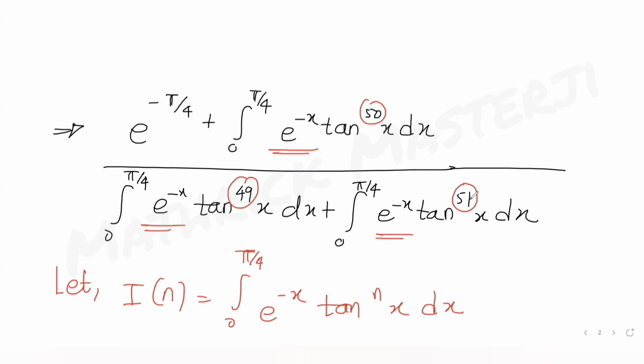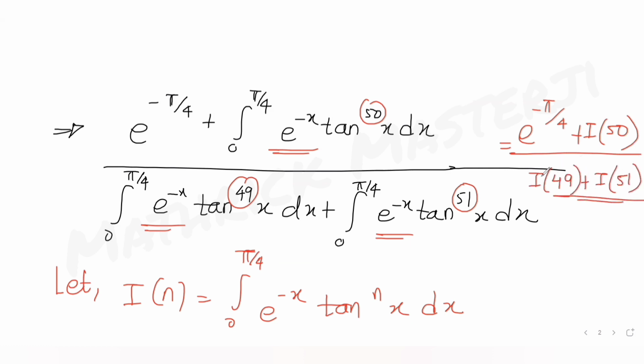So the entire value of the expression becomes e raised to minus pi by 4 plus I of 50 over I of 49 plus I of 51. Once I get these values of I of 50, I of 49, I of 51, I'll substitute them and get the answer for the question. So let's solve for I n now.